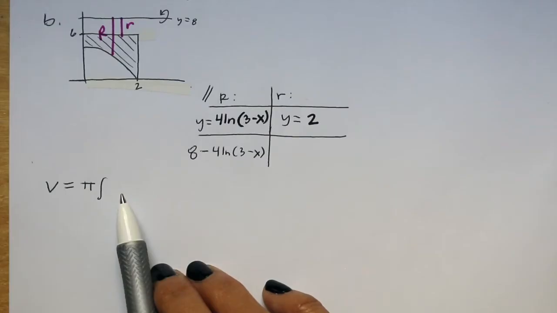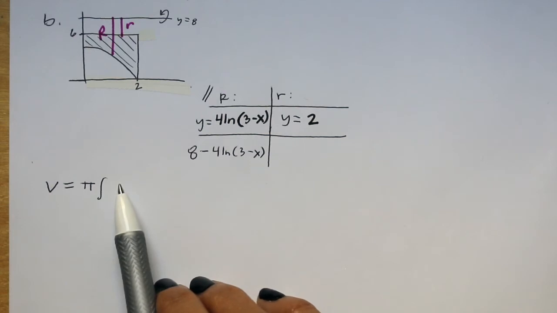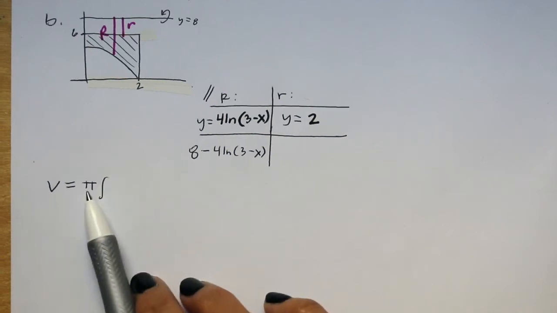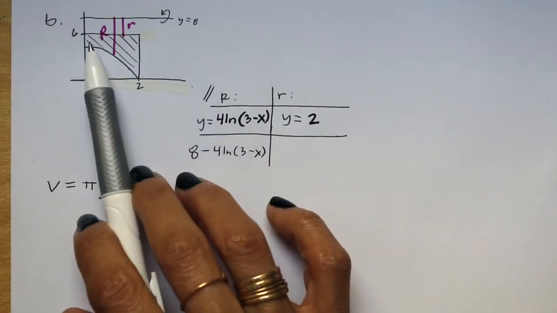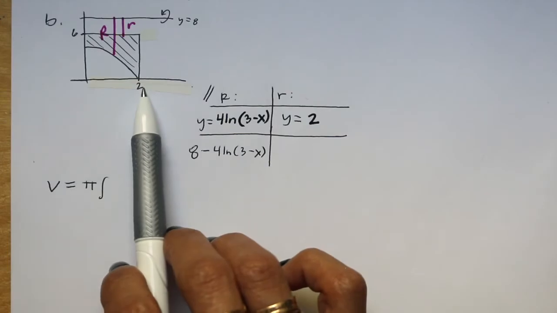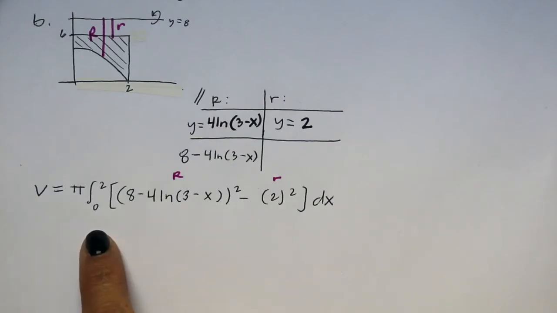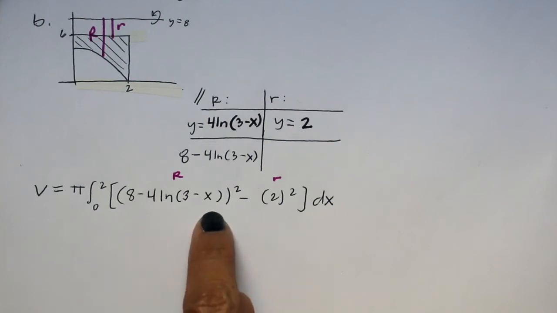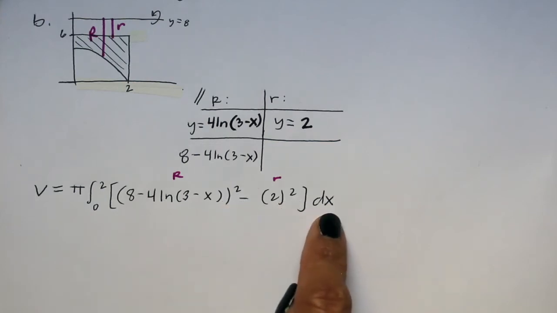So to set up the formula using the washer method, it's the integral of pi capital R squared minus pi lowercase r squared. You can factor the pi out, so then you have your integral. It's a dx problem, so you look at the shaded region, and in the x direction, it exists from 0 to 2. So those are our limits, and here's our setup. So we have pi, the integral from 0 to 2. Here's the expression for capital R squared minus lowercase r squared dx.